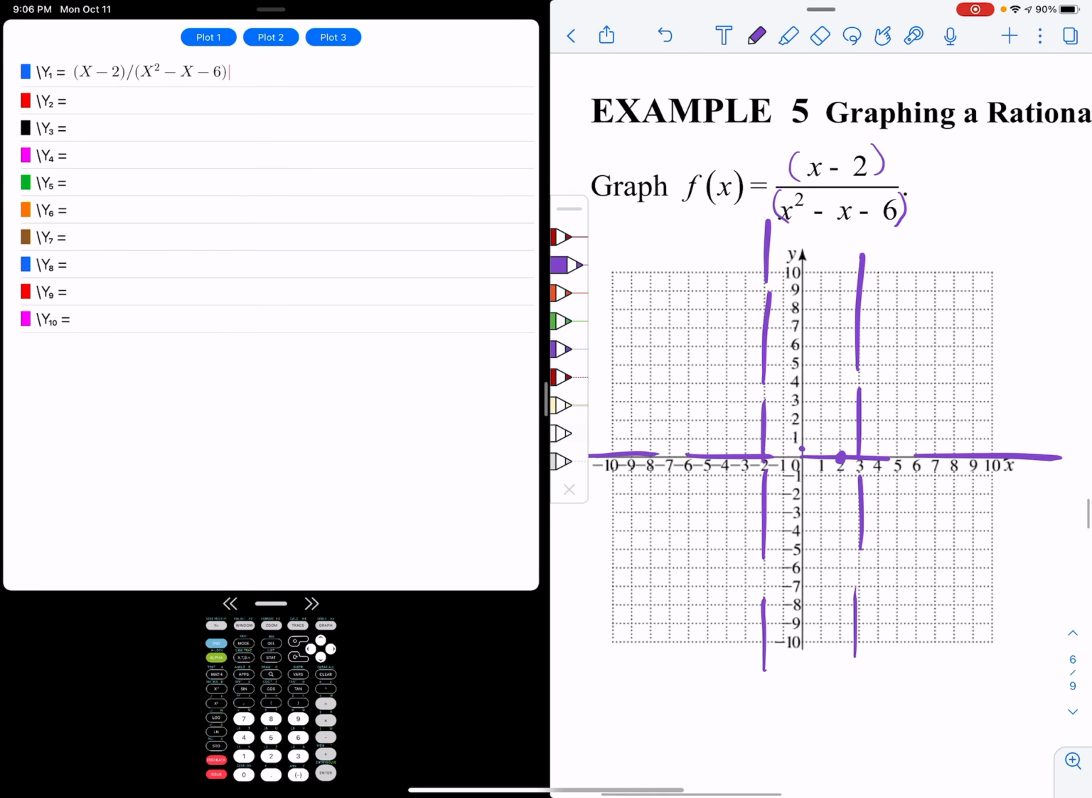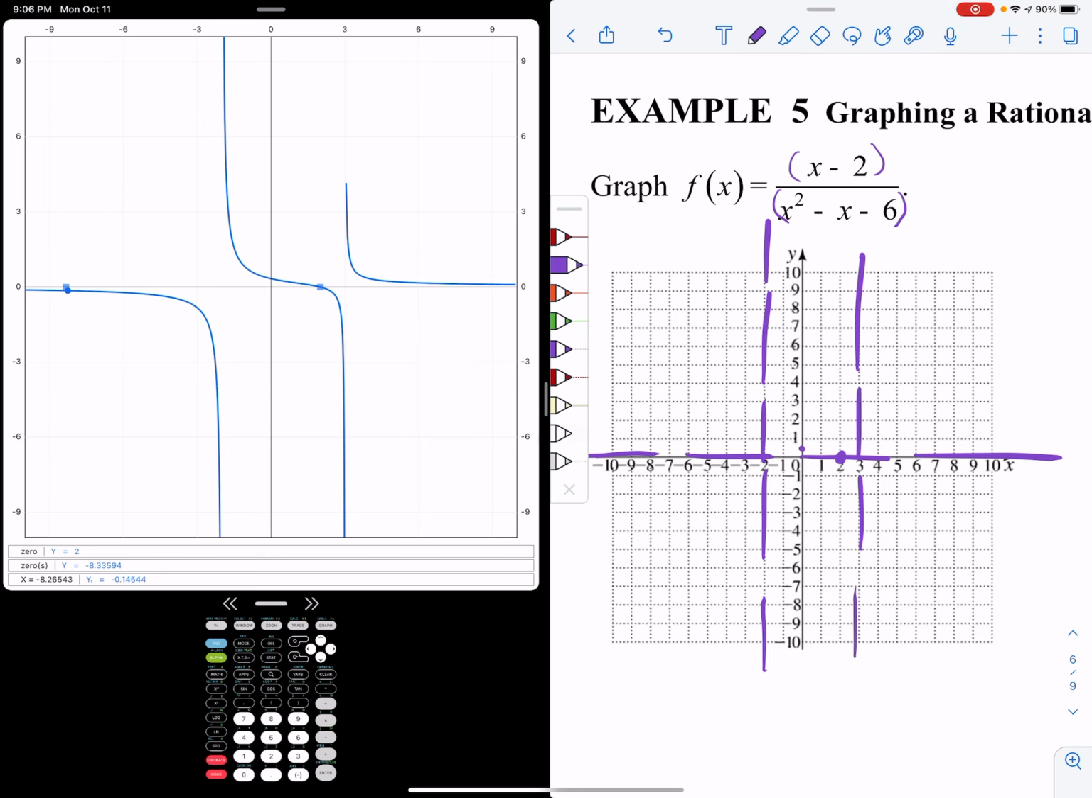Now remember, the only purpose of this next step is just to get the curvy pieces of the graph. We have a lot of important stuff on the graph. We just want the curvy pieces. One of the things that your calculator is not going to show you is those asymptotes. We already drew them, so we know where they are on the graph.